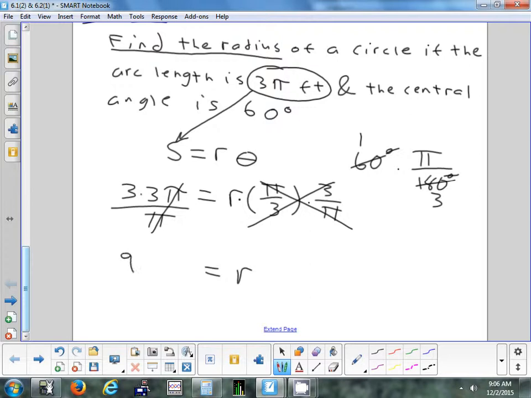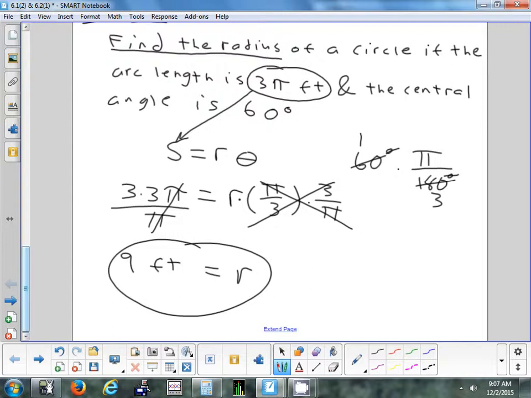And the radius is 9 what? Feet. Okay, remember, radius is a length. You never say the length of this table is 150 degrees. That doesn't make sense. So any lengths have to be measured in feet or inches, centimeters, whatever. Angles are always measured in radians. If they're not, change it. Okay, any questions on that?